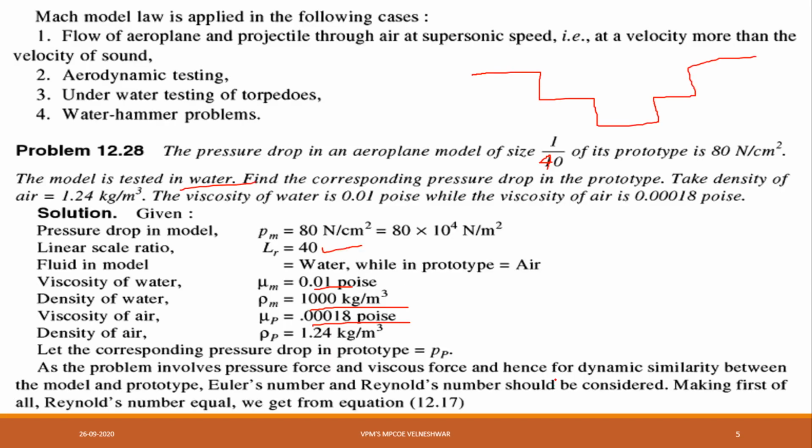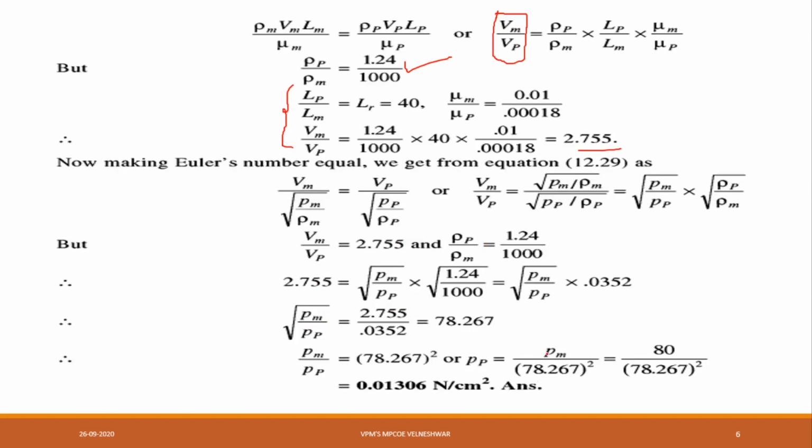So Pp is equal to Pm divided by 78.267 whole square. What is the value of Pm here? 80. Applying the same value, 80 divided by 78.267 whole square is equal to 0.001306 Newton per centimeter square.